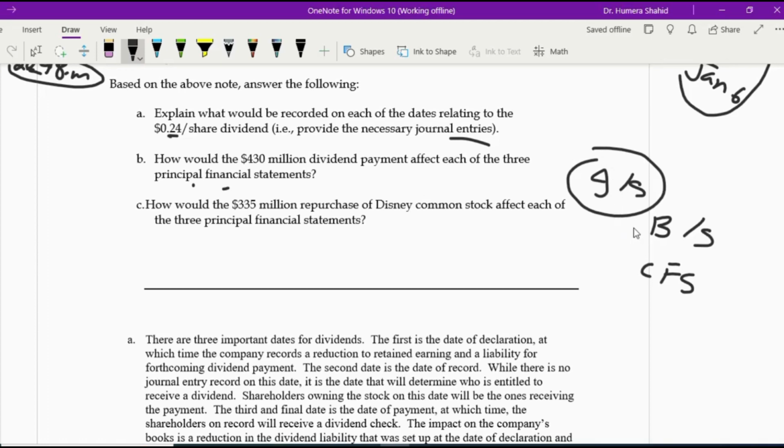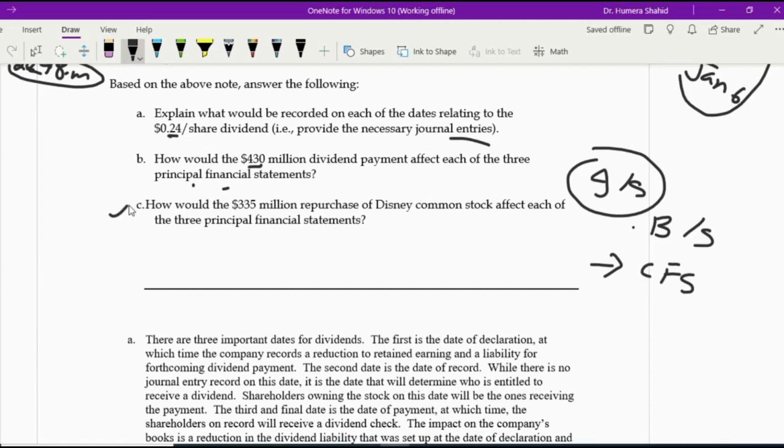Whereas in the balance sheet, cash will decrease. Cash is already decreased by $430 million. Also the retained earnings get decreased by $430 million in the balance sheet. Whereas the cash flow statement financing activities section will show a decrease of $430 million because of the dividend payment. So financing activities in the cash flow statement will get affected.